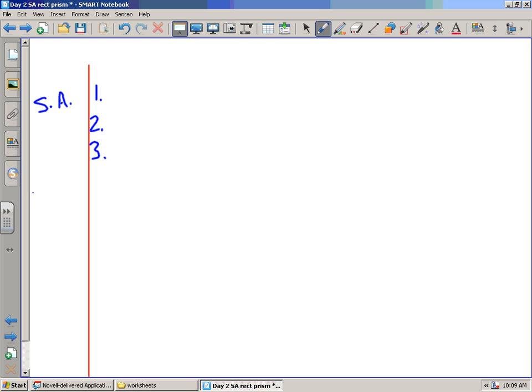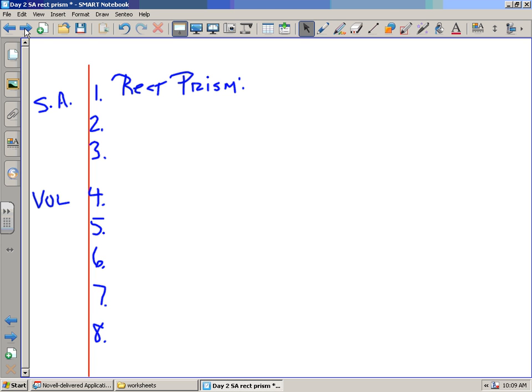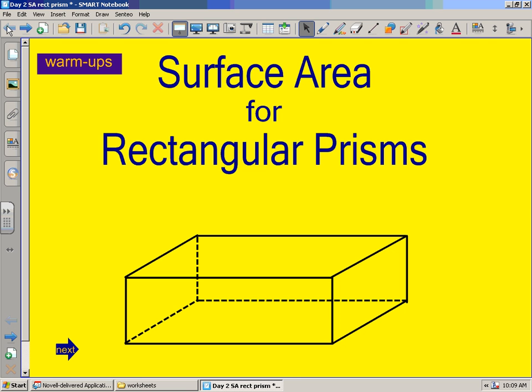Then I'd like you to skip a line, put volume, and we're going to look at 5 more formulas that deal with volume. Now we're going to do this over the course of the next 8 to 10 days of school, so that we're not going to test all at once. Today we're just going to look at the first formula under surface area, which will be for a rectangular prism. Okay. Now that that's set up, let's take a look at our formula for a rectangular prism.